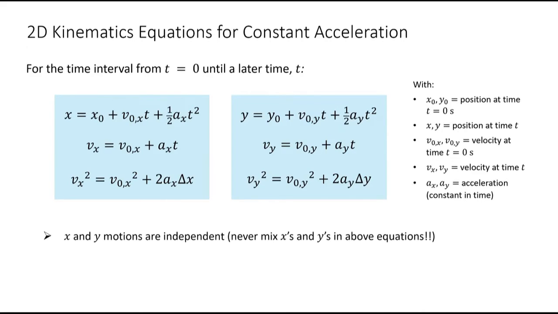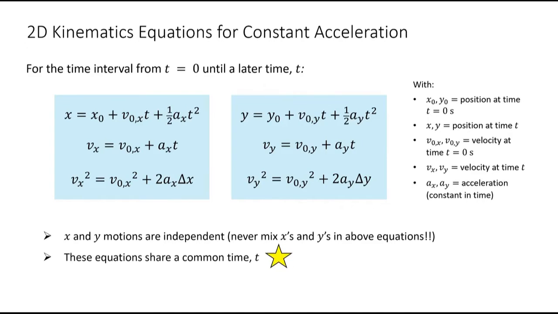All right, so a few more notes on using these equations before we dive in a little bit. Firstly, we just want to really emphasize the fact that x and y motions are independent. What that means is that you never want to mix your x's and y's in the above equations. Like I already mentioned, we really want to think about what's happening in the x direction, what's happening in the y direction. Make two separate columns, right? Because you really just don't want to mix those two things together.